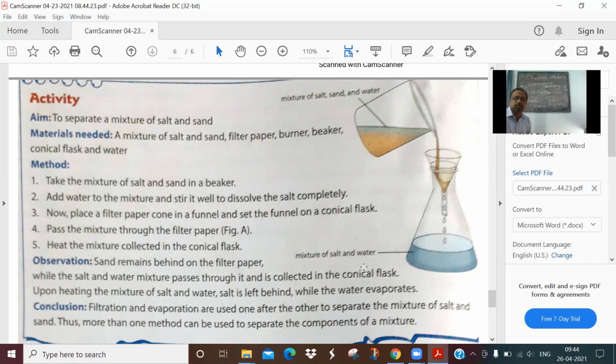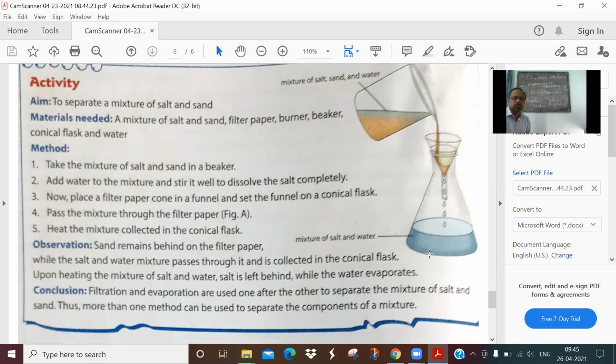So there are situations where we need to use more than one method. According to the situation, we select the methods. So here, filtration followed by evaporation to get the two solid mixtures separated.